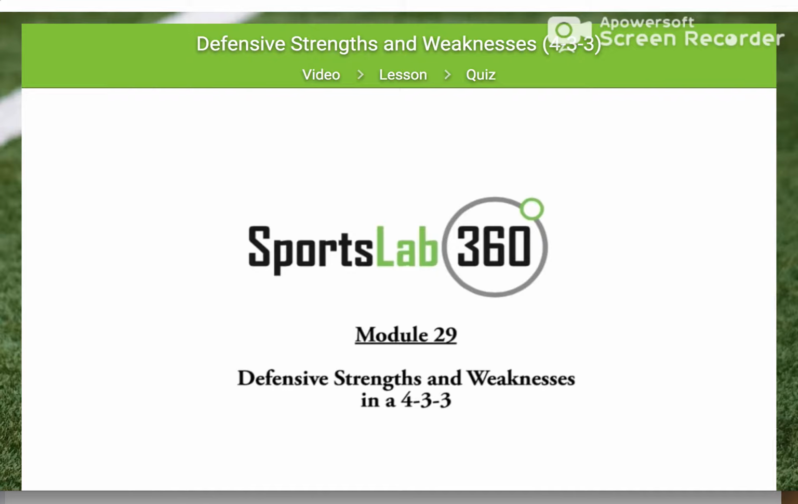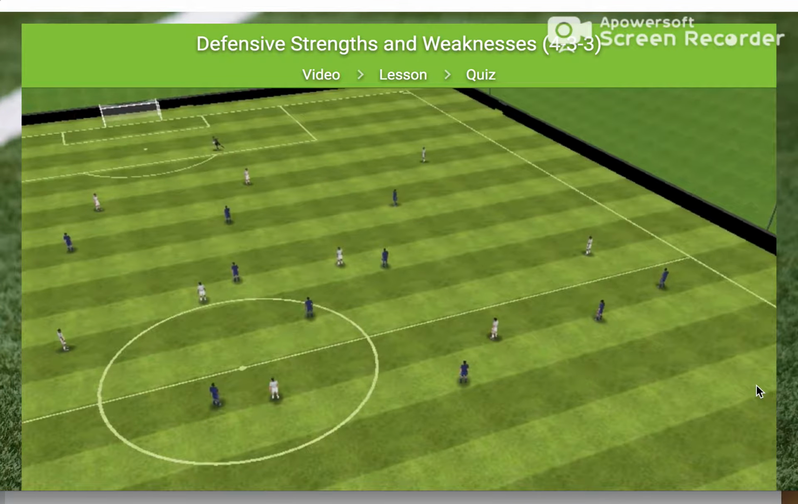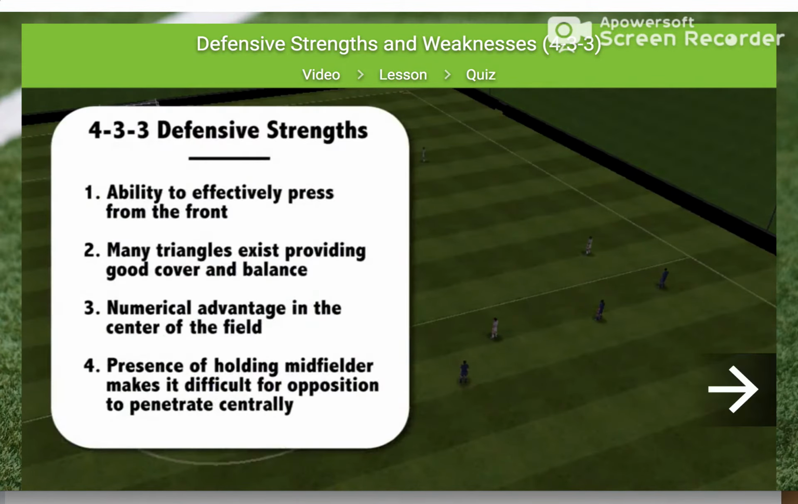Welcome to Module 29, Defensive Strengths and Weaknesses in a 4-3-3. This module will look at some of the defensive strengths and weaknesses of a 4-3-3 and teach you some ways to minimize those weaknesses. Let's start off by looking at some of our strengths, listed here.